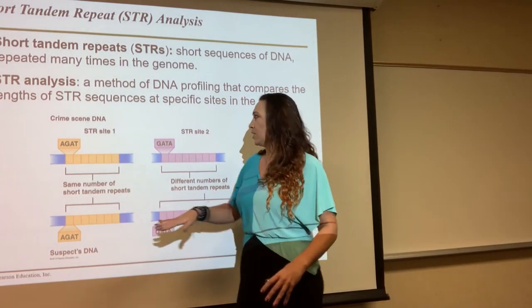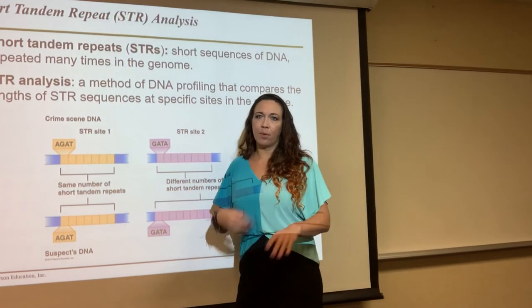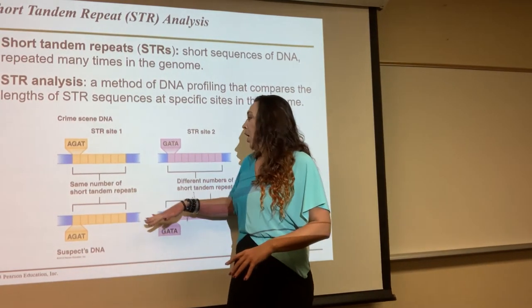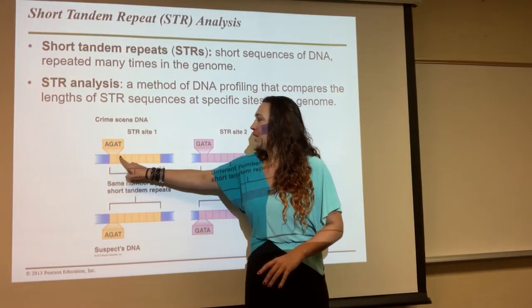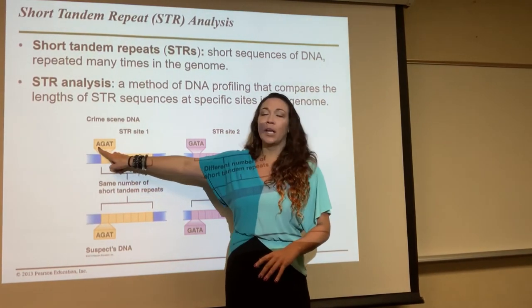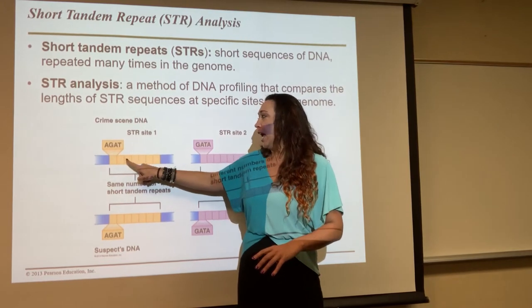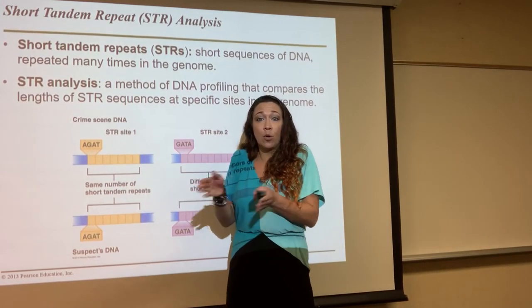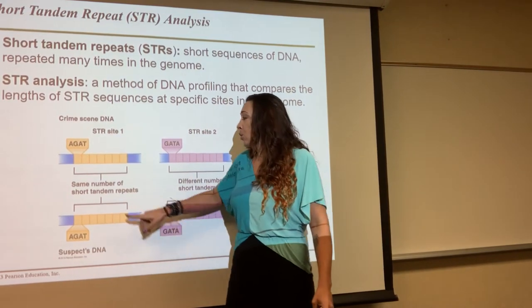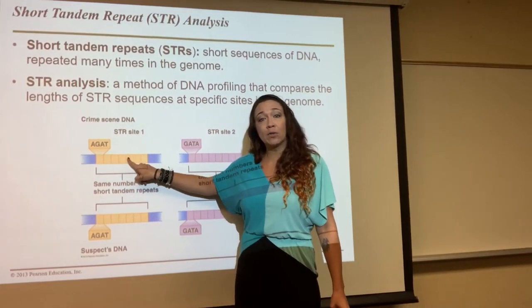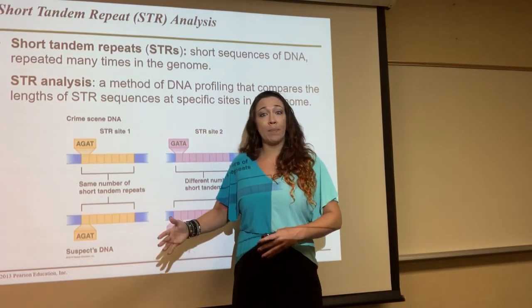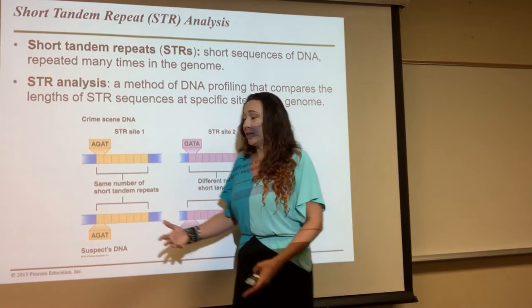So here's what we look at. We look at two different STR sites in this example. Again, in real life, we probably look at a lot more, maybe like 12 or 13. We have these little repeating sections right here. So this would be AGAT, AGAT, AGAT, AGAT, AGAT. It's the same little sequence over and over again. So what you can do is actually count how many repeats there are. And people, like I said, are going to have different numbers of repeats depending on the person.